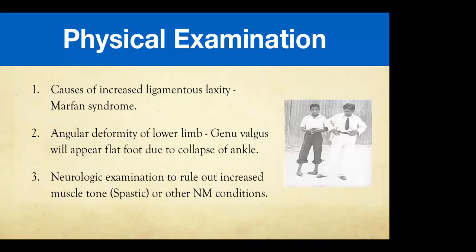So in physical examination, check for signs of increased ligamentous laxity like Marfan syndrome. Check for angular deformities of the lower limb like genu valgus, which we've just spoken about. Do a neurological examination to rule out increased or decreased muscle tone in an upper or lower motor neuron type of lesion. You need to examine it and bring it out in your positive findings.